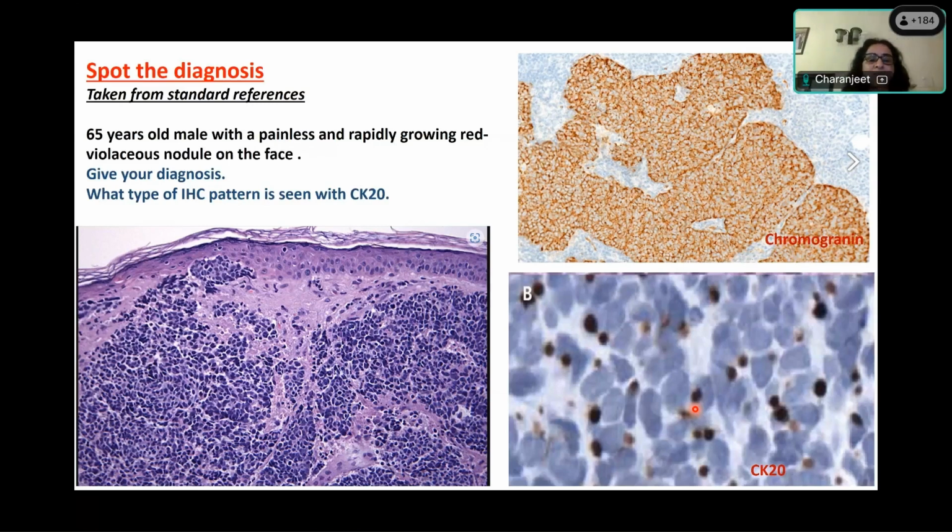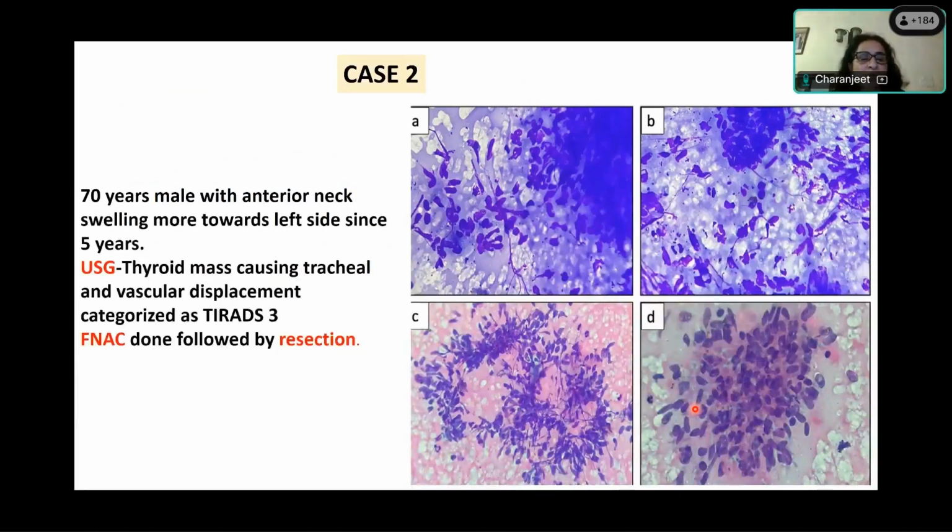Okay. Now coming to the next case, case 2: a 70-year-old male with anterior neck swelling more towards the left side, and a thyroid mass. So it's in the thyroid. It's causing tracheal and vascular displacement. TIRADS 3 has been given on ultrasound. So first we have an FNAC. Dr. Ekta, can you or Dr. Bigrai, can you describe the cytology here? Describe the FNAC picture.